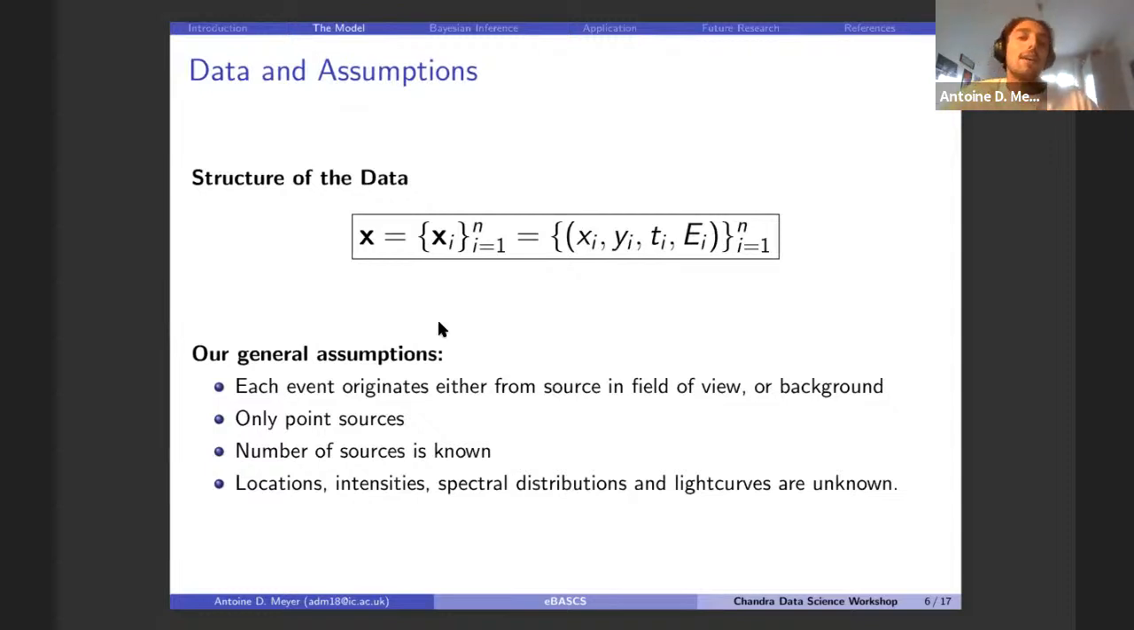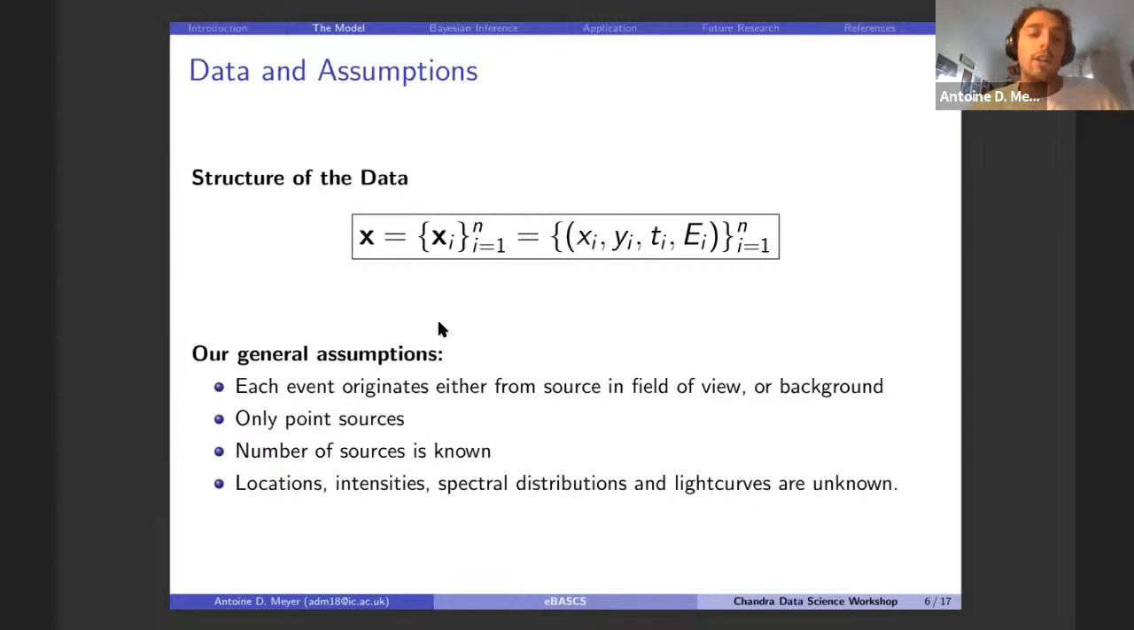So X-ray data is typically acquired as event lists. So the detectors will record detector spatial coordinates xi and yi, photon event arrival time ti, and photon energy ei. And so now we'll make an initial batch of assumptions around which we can build a model for this data. So we'll assume that each event originates either from sources in the optical field of view of the detector or the background. We will only consider point sources. We'll assume that the number of sources is known in the observation.